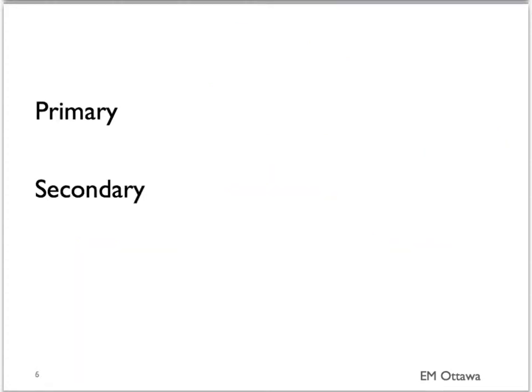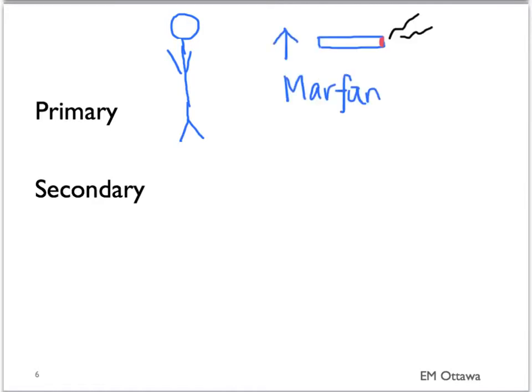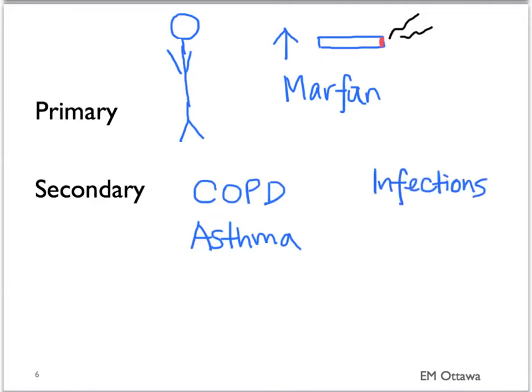Primary pneumothorax usually affects thin and tall patients. Smoking and other genetic factors such as Marfan syndrome also increase the risk. Secondary spontaneous pneumothorax occurs in patients with lung problems. The most common ones are COPD and asthma. They can also occur in the settings of infections, such as TB and PCP.